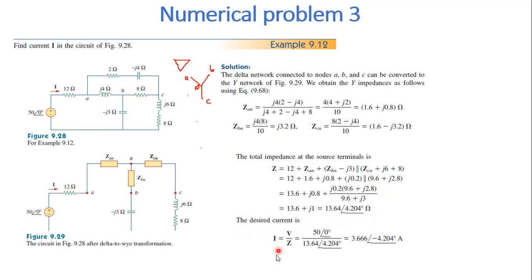So next we have to find the value of current. Again apply Ohm's law, I is equal to V by R. So the value of V is 50 angle 0 and Z, we have found the value is 13.64 angle 4.204 ohms. So simplifying we can find the value of current.